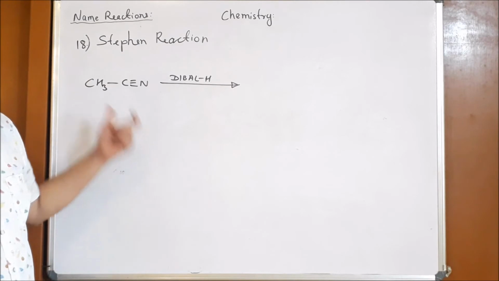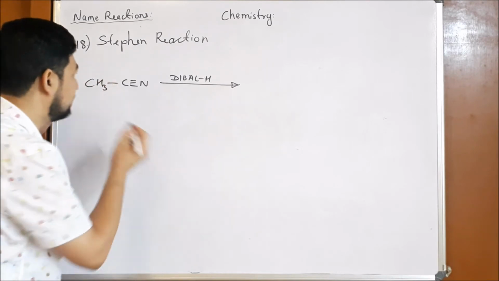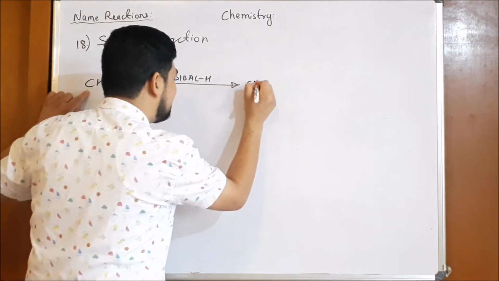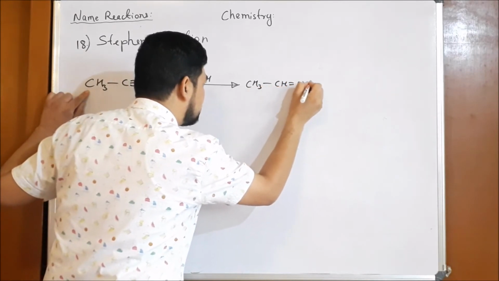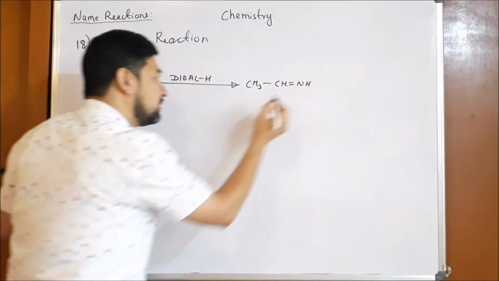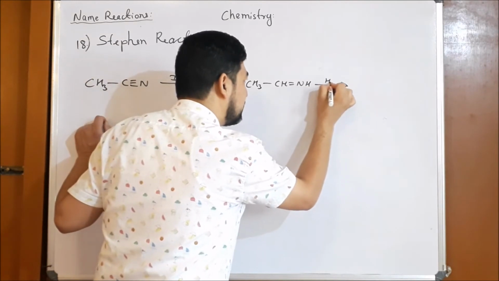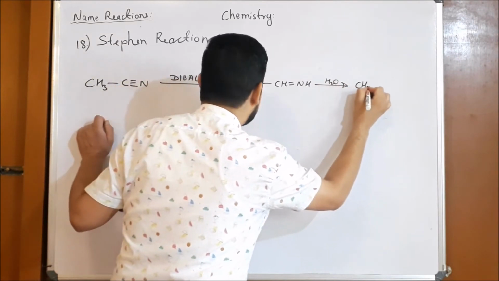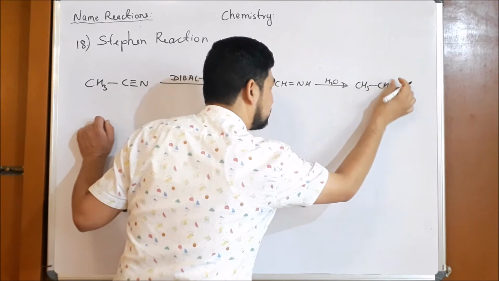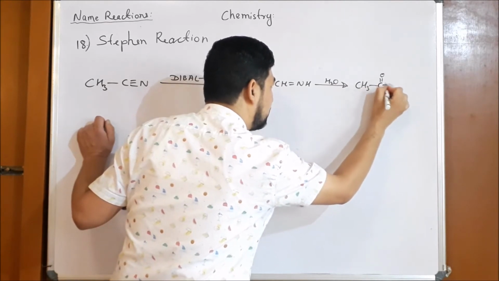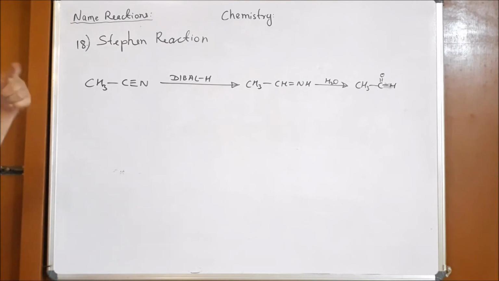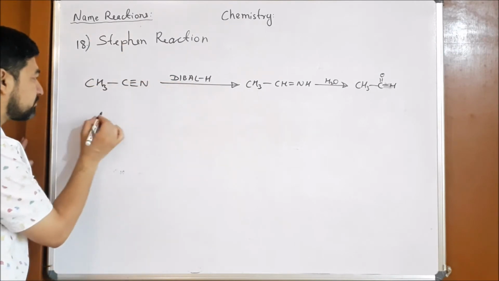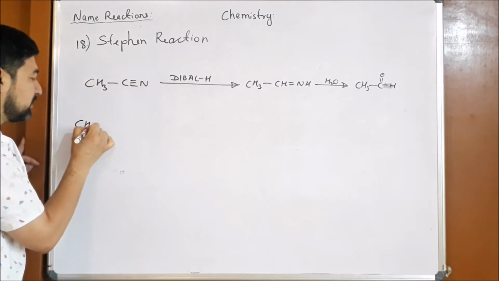When it is treated with this, again an imine is formed, CH3CH2CH=NH. When this is further hydrolyzed, it gives CH3CH2CHO. Now the corresponding aldehyde has been formed. One of the advantages of DIBAL-H is that it doesn't affect the double bond.